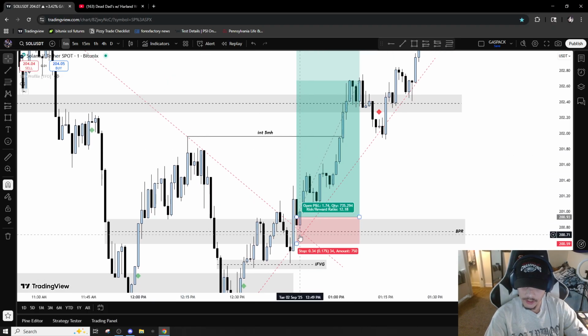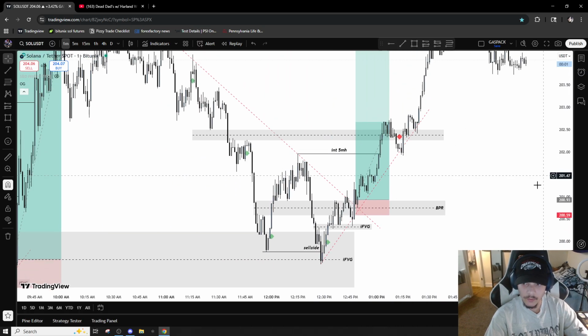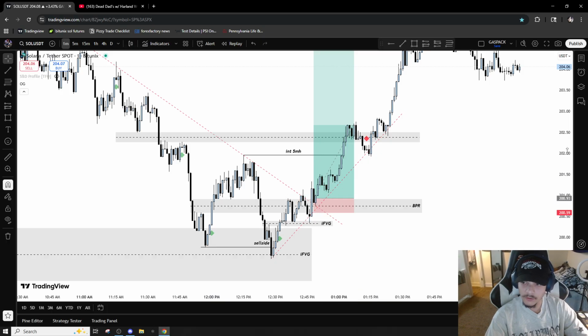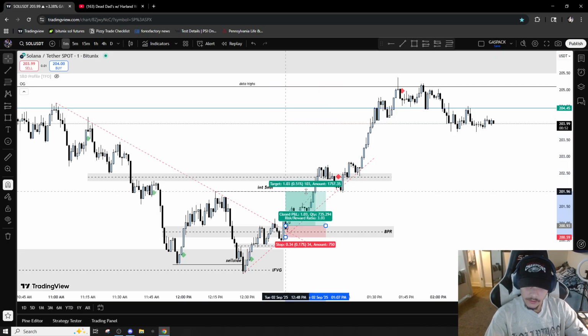The trend break. Retested the trend break. 79% extension. CISD. Inversion. Liquidity sweep. Everything we need is here. So what do we do? Enter long. Right there. Bang. Targeting internal 5-minute highs. It's a 1 to 3.